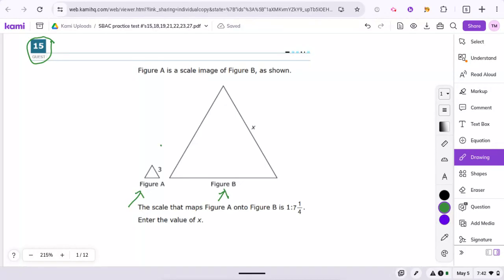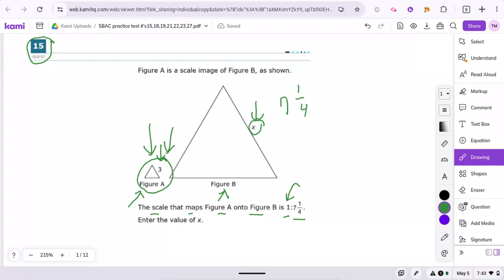It gives you one dimension here for this side and the corresponding side X here. So the scale that maps figure A onto figure B is a ratio or proportion of 1 to 7 and 1/4. So the X over here is 7 and 1/4 to the 1 over here. So more or less it's 7 and 1/4 times as much as figure A's. For every one of these, you'd have 7 and 1/4 of those.